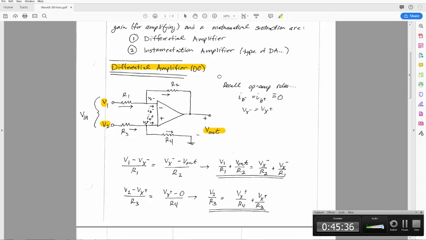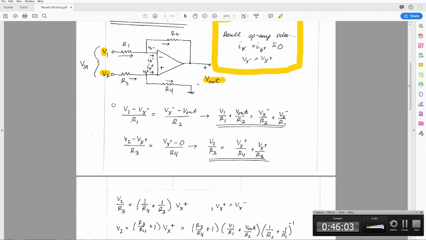What I want you to remember is that when you have negative feedback here, the currents going into the op amp terminals, the non-inverting and the inverting, have to be equal to 0, and that because you have negative feedback, the op amp will do whatever it can to make the non-inverting and the inverting terminals the same voltage. Knowing all that, all you've got to do is use node voltage analysis, which is just KCL.